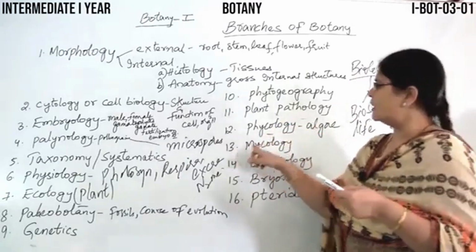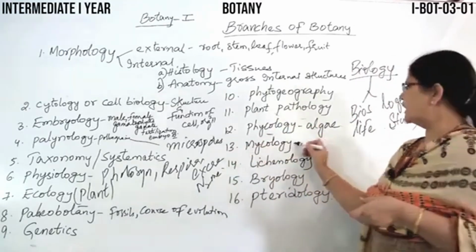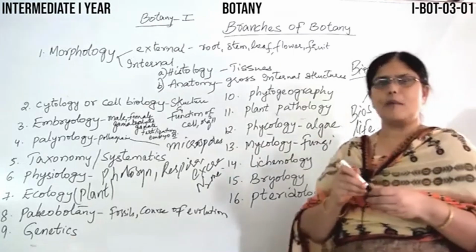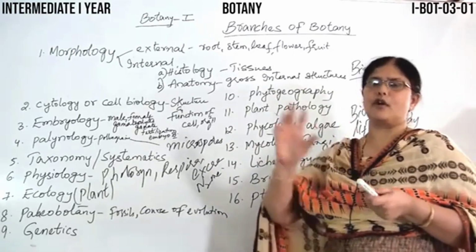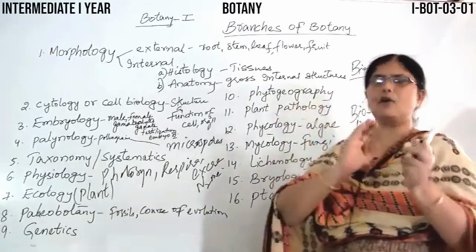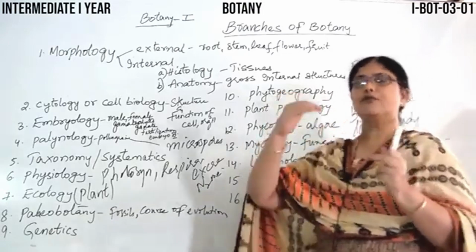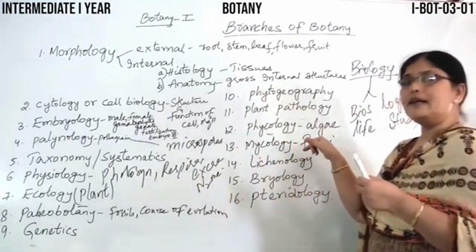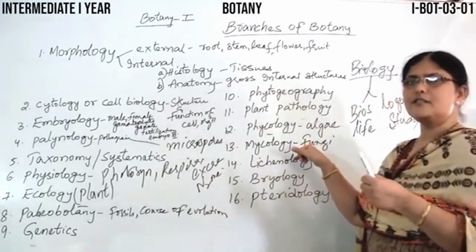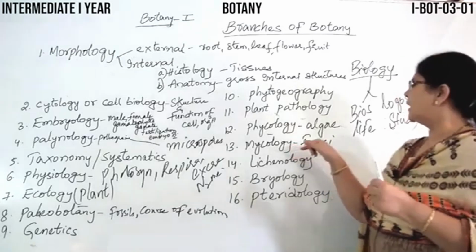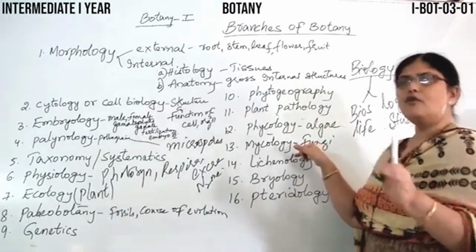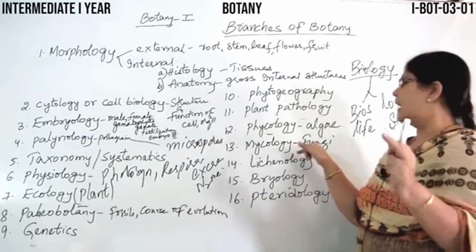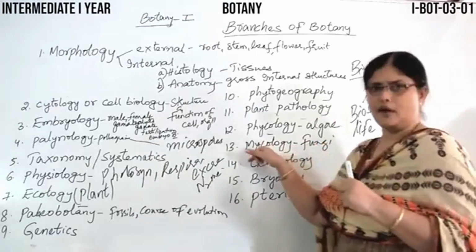Next branch of botany is called as mycology, which is nothing but the study of fungi. Fungi are heterotrophic achlorophyllous organisms. They come under plant because of certain reasons, which eventually in your further studies you will understand. Now fungi, they are plants, but they are achlorophyllous. Achlorophyllous means they lack the chlorophyll pigment and they cannot make their own food material through photosynthesis. So they are heterotrophic, they are achlorophyllous, and the study of fungi is called as mycology.